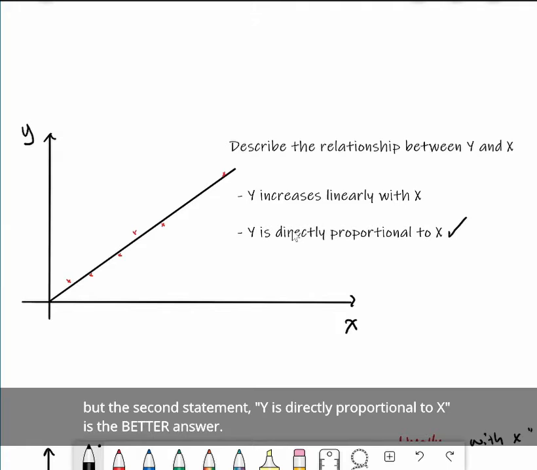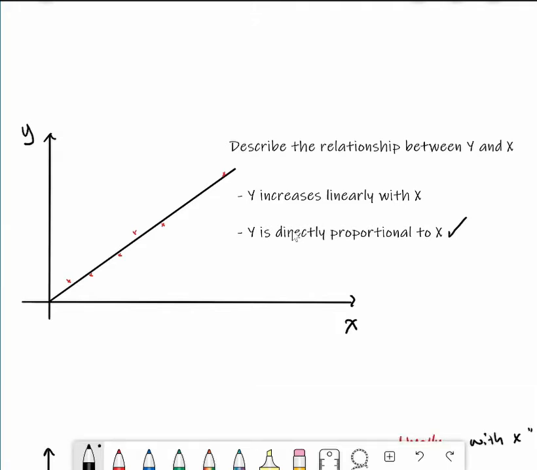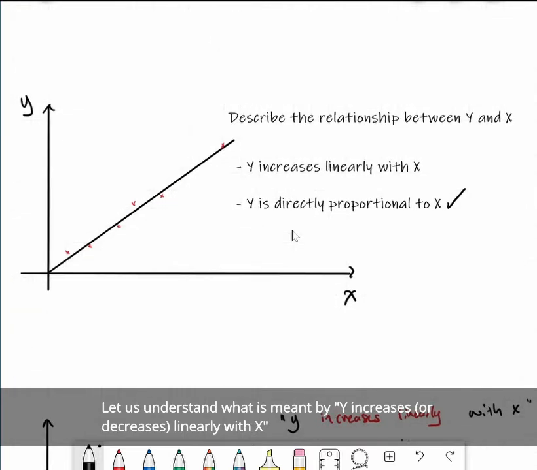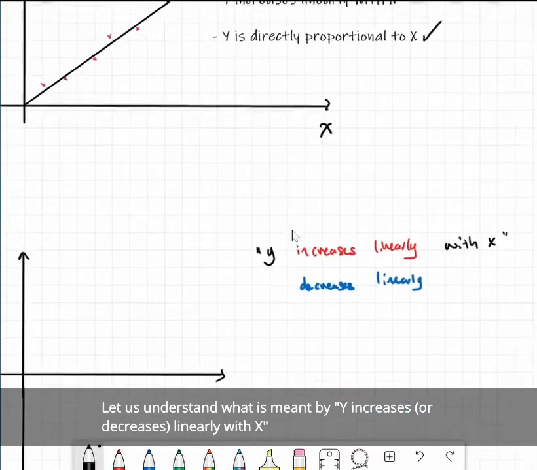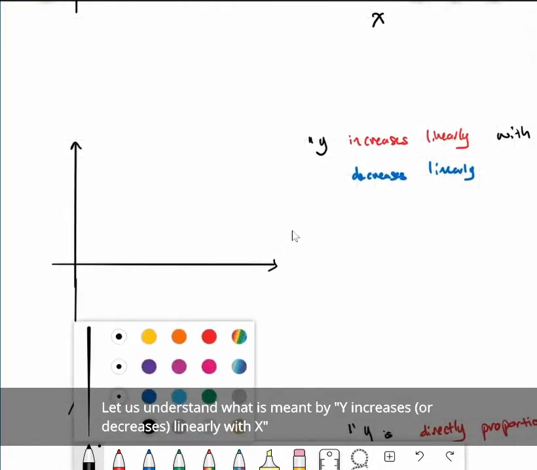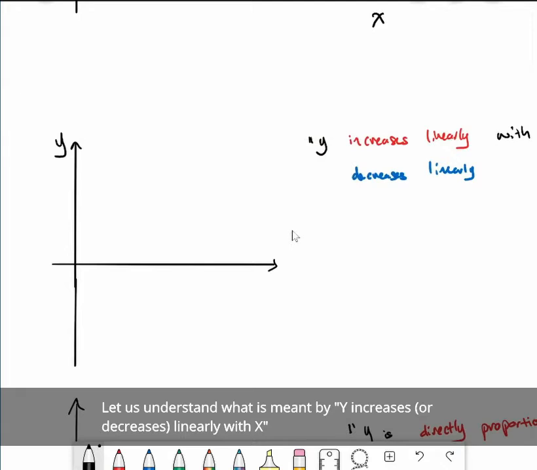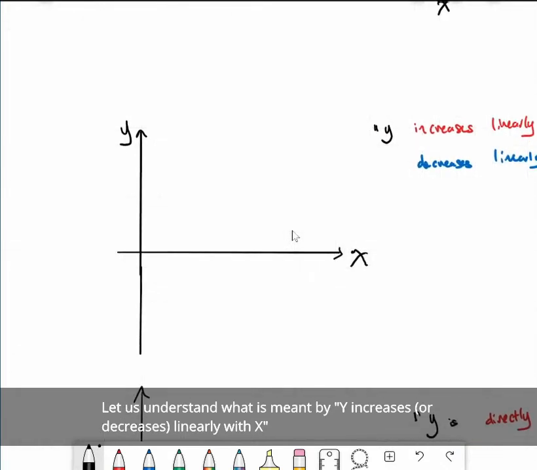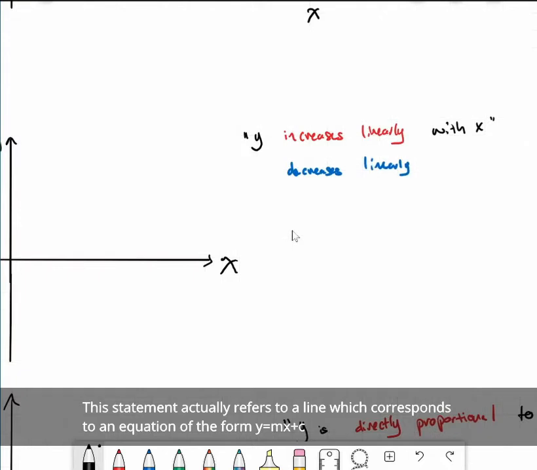Now, why is this the better answer in this case, and how do we choose when we approach this kind of question in the future? Okay, first of all, let's look at what it means by y increases linearly with x. When we say y increases linearly with x, or y decreases linearly with x, what we refer to is a line that obeys the equation y = mx + c.